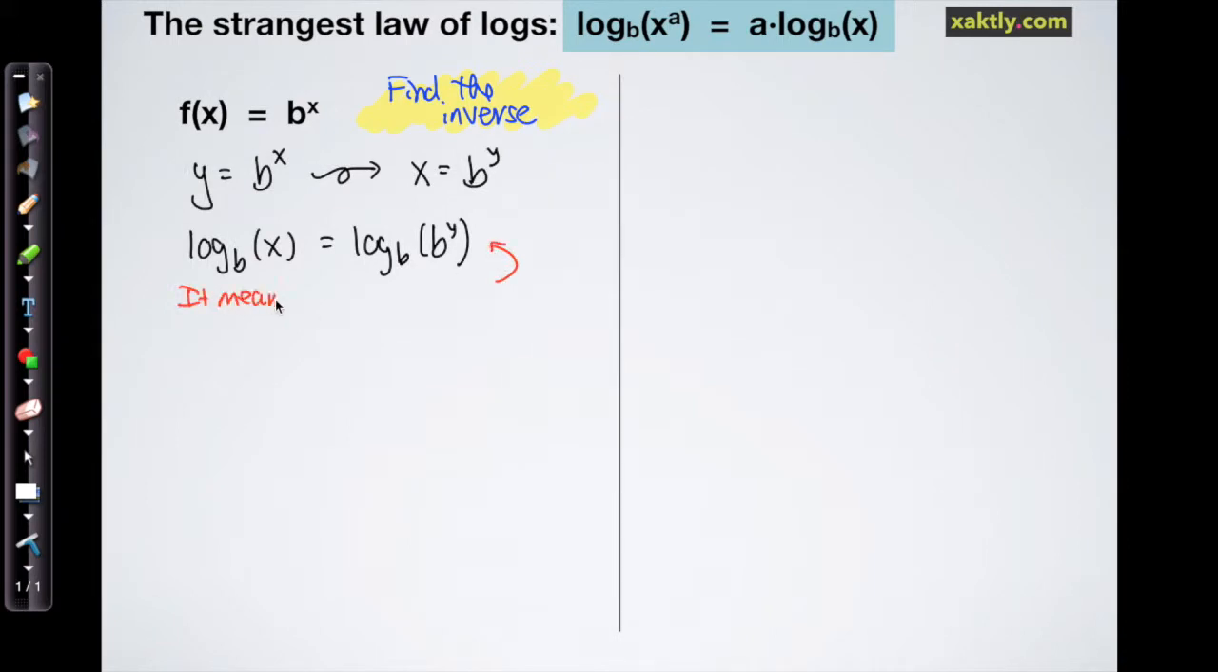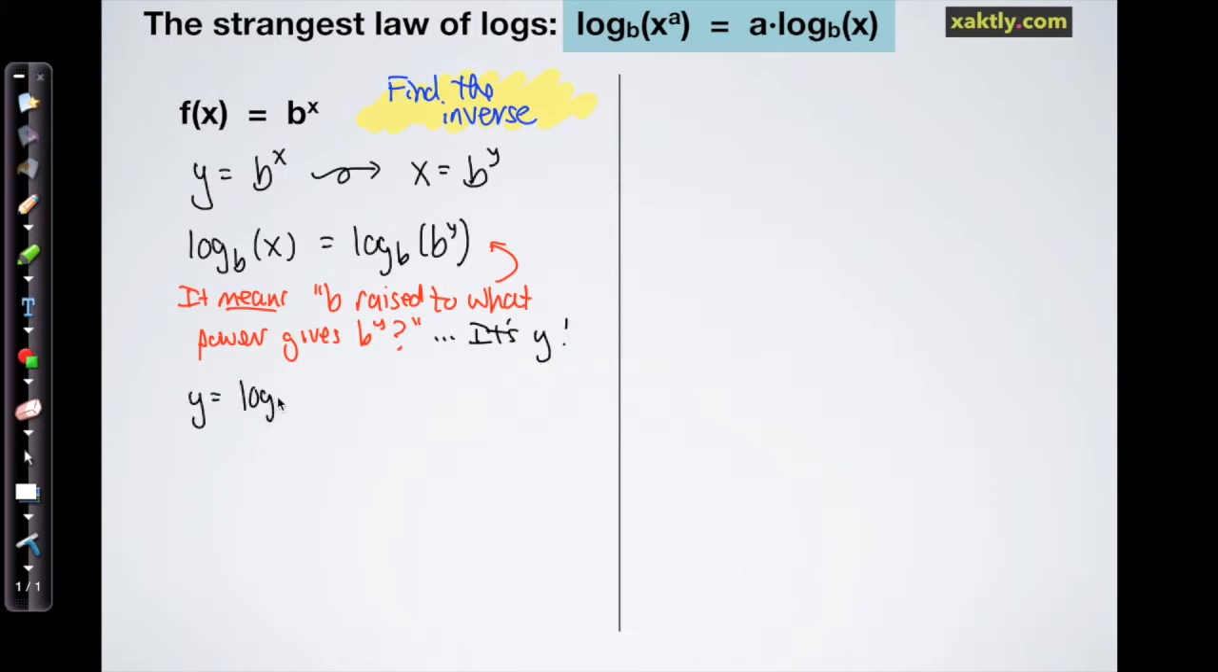Now remember that the right side is just asking the question, b raised to what power gives us b to the y? And the answer is obvious, it's y. So our end result is y is equal to the log base b of x, and that is the inverse of f of x. So we'll write that as f to the negative 1, which means f inverse of x is log base b of x. So here are our function and its inverse.